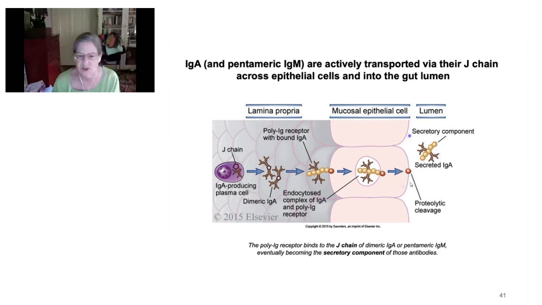and as it transcytoses to the luminal side of the epithelial cell, it literally chops itself off, and now this receptor component, which is called the secretory component, remains on the dimeric IgA, and it will remain on the pentameric IgM, and that allows it to bind to the mucus layer and stay right nearby, but moving along and grabbing bacteria and protecting the epithelial layer from bacteria that might want to go further and invade.